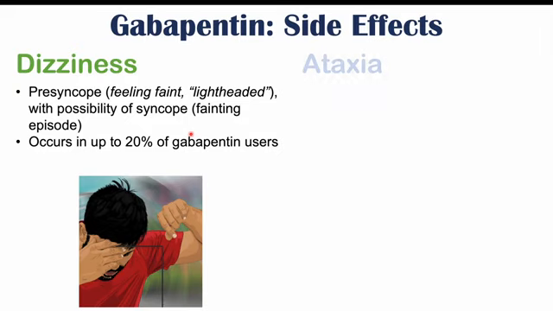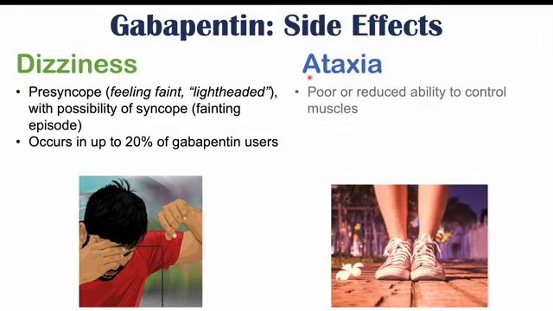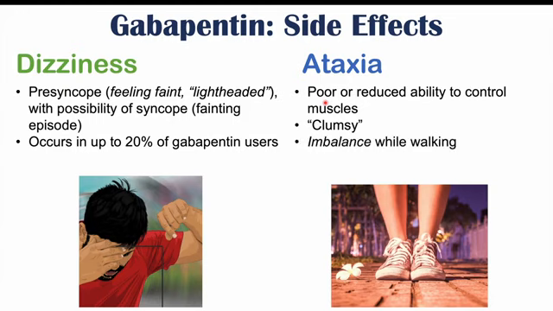We can also see something called ataxia. Ataxia is a poor or reduced ability to control muscles, so it is essentially being clumsy. This is often going to be mild, and it may involve imbalance while walking. And this can occur in 10 to 13% of patients.